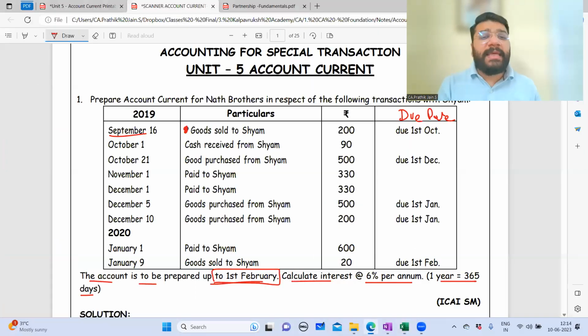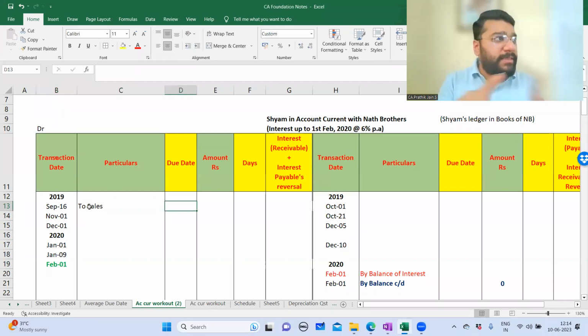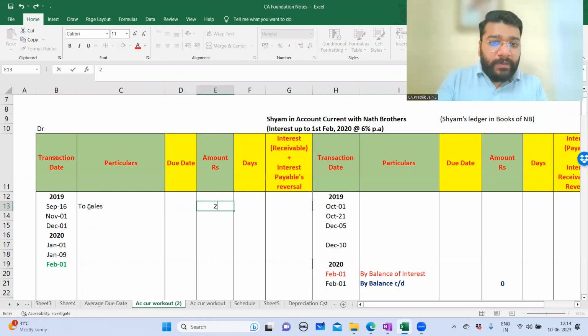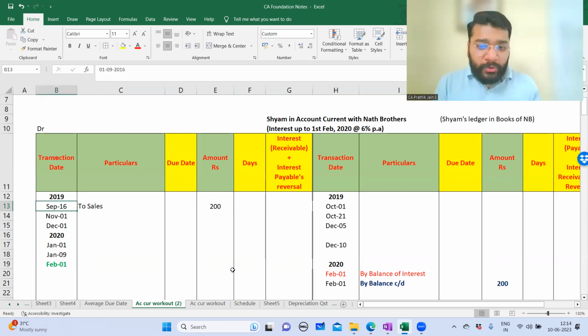Now it is a sale transaction. It says goods sold to Sham. Can you please tell me the journal entry for this? Sham account debit, to sales. This ledger we are preparing is Sham's ledger. It is an extension, but no doubt it is Sham's ledger. So in Sham's ledger, can I say 'To Sales'? This format is Sham's ledger. To sales, what is the amount? 200 rupees in the amount column.